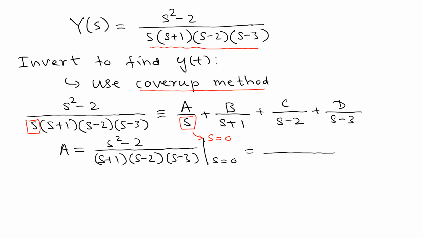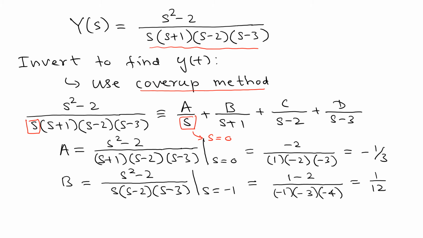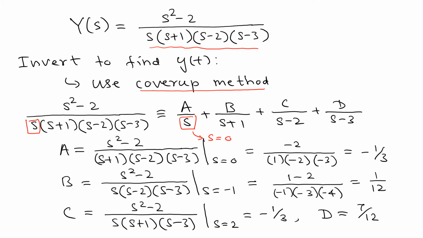So you get negative 2 from the numerator, 1 from the first factor, negative 2 from the second factor, negative 3 from the third factor. And if you simplify, you're going to get negative 1/3. So that's the value of a. You can similarly find the other values as well. So b equals 1 over 12, and similarly you can get c and d. So you get c equals negative 1/3 and d equals 7/12, using a similar argument.